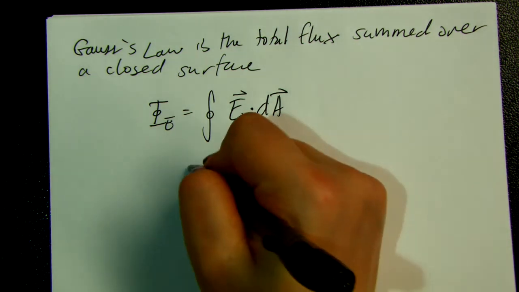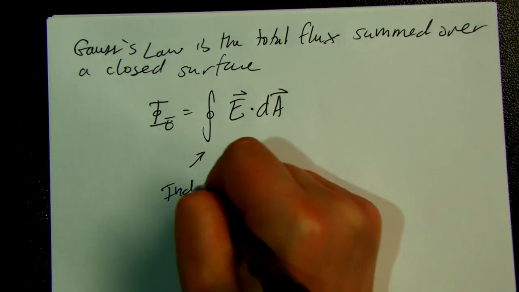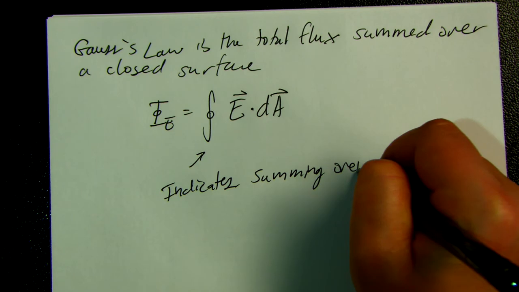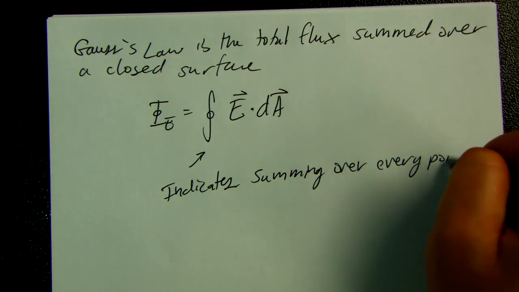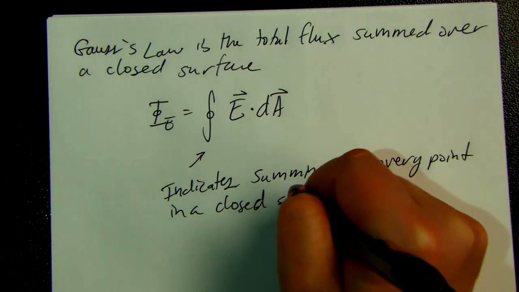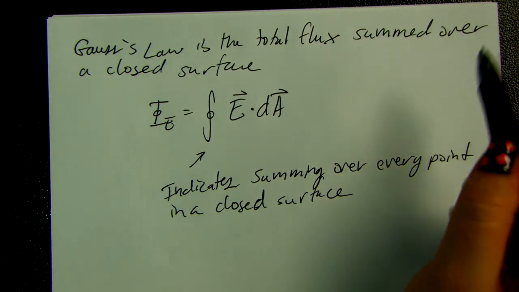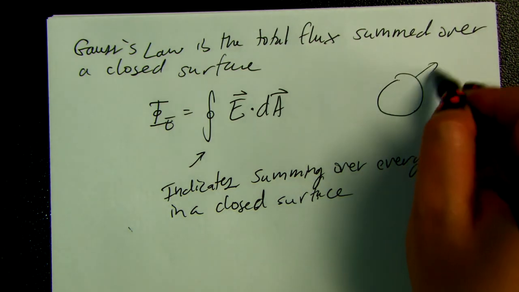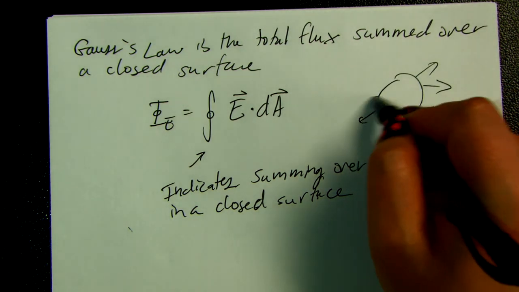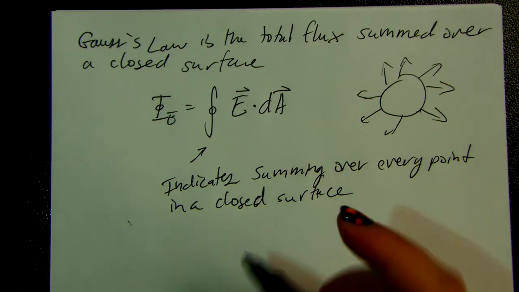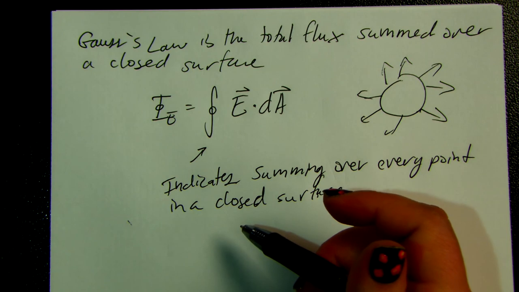And so this indicates summing over every point in a closed surface. That's a concept everybody can understand. Basically, we're just looking at a surface and we're looking at every single field line coming off of it and we're adding it up. And we're going to be looking at conditions that are pretty straightforward to calculate. Don't worry about that.